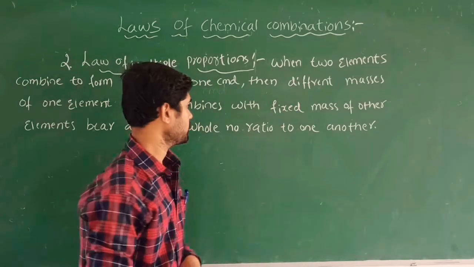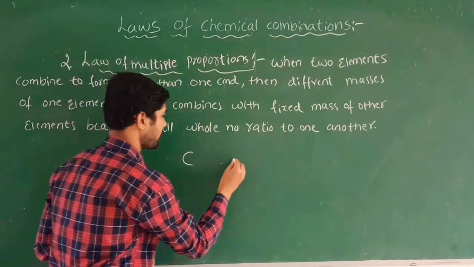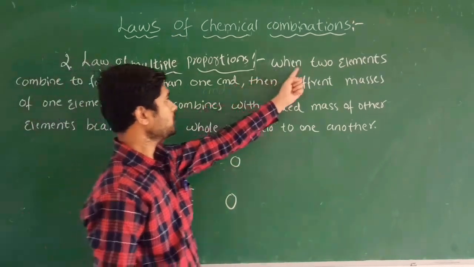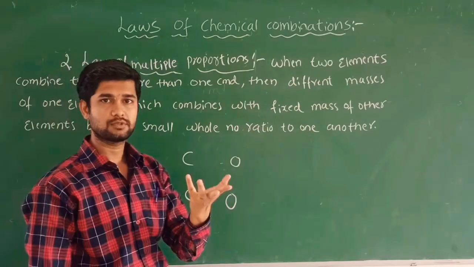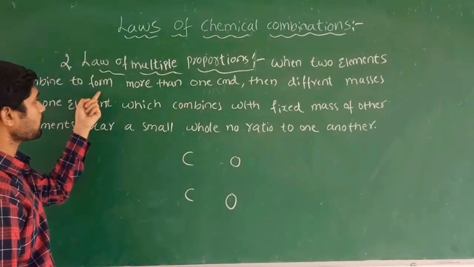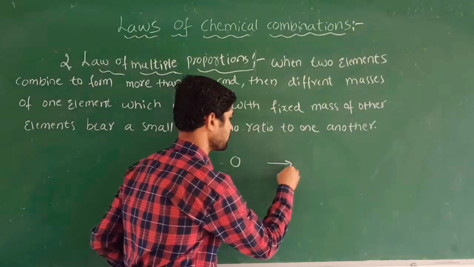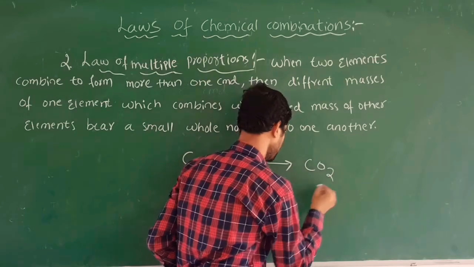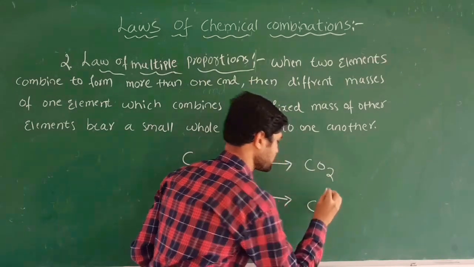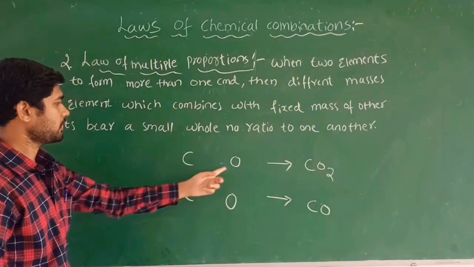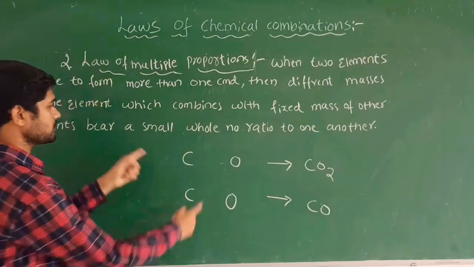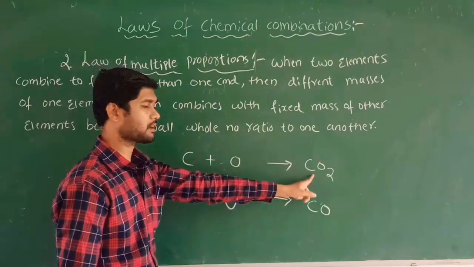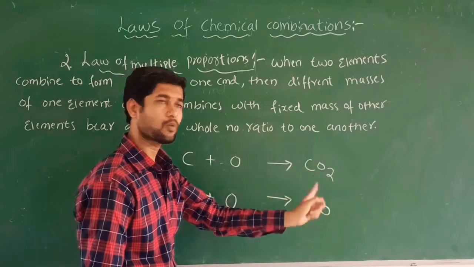Let's see one example. I am taking carbon and oxygen. Now come to the definition. When two elements, here carbon and oxygen, combine to form more than one compound, I am going to write carbon dioxide and here carbon monoxide. Carbon dioxide is one compound, carbon monoxide is another compound.